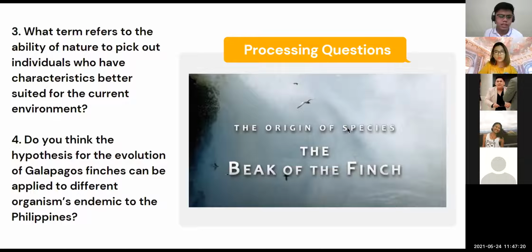Okay, number four. Here's just a pondering question. Do you think the hypothesis for the evolution of Galapagos finches can be applied to different organisms endemic to our country, or to the Philippines? Do you think this hypothesis could work out on some organisms here in the Philippines? Yes, very good. So the very nature of our country, right? It's an archipelago. Each island, therefore, is already geographically isolated. And as the host said earlier, ideally evolution can occur if a population is separated geographically. Since our country is archipelagic in nature, the hypothesis for the evolution of finches can be greatly applied to some of the species endemic here in the Philippines.